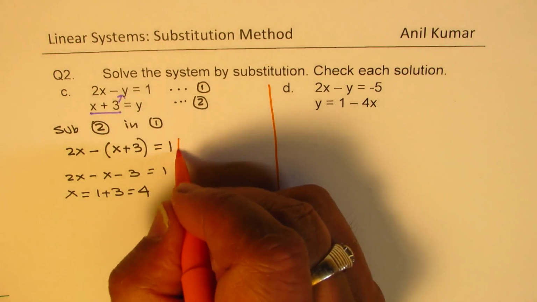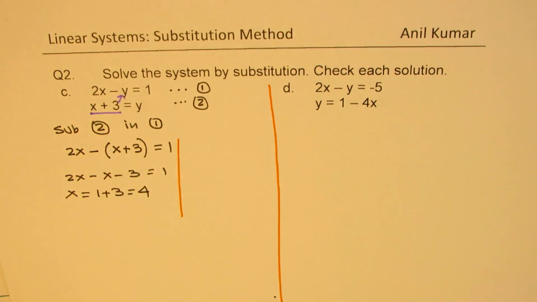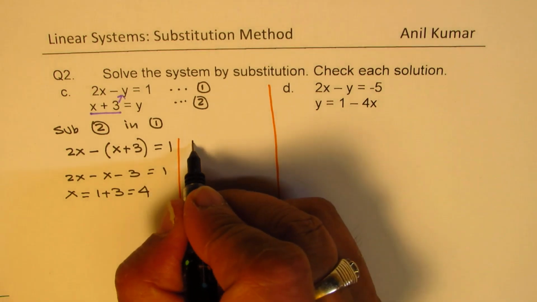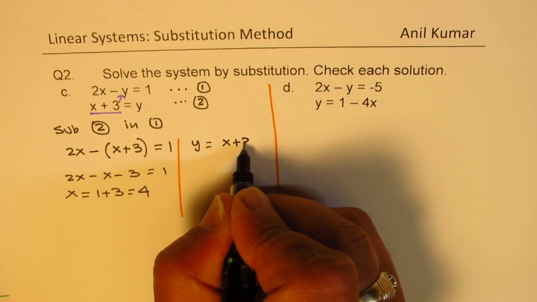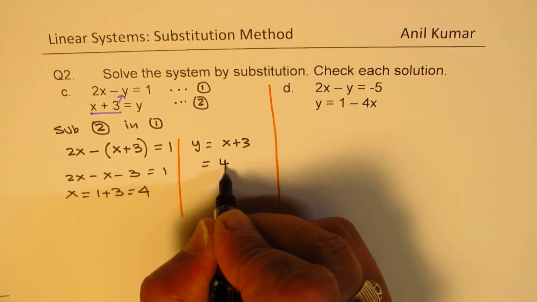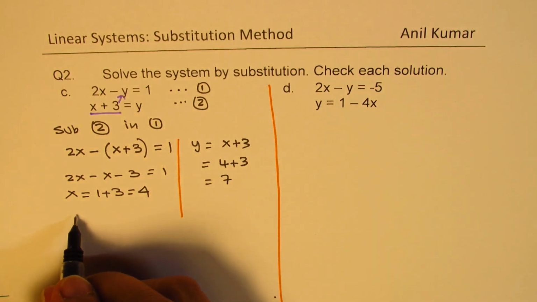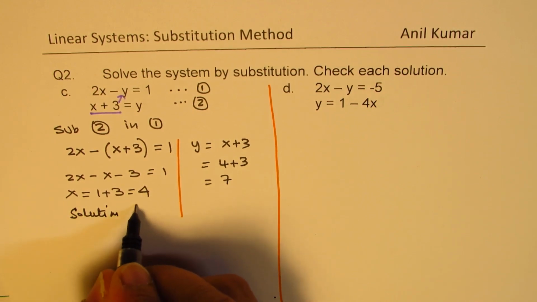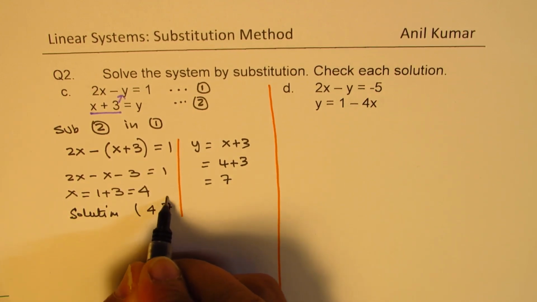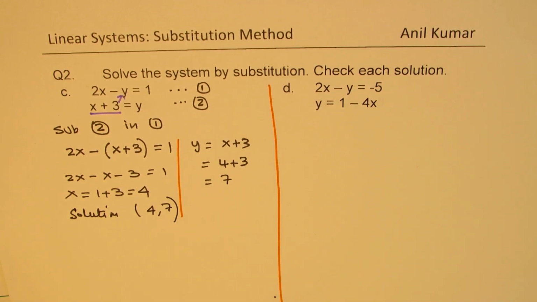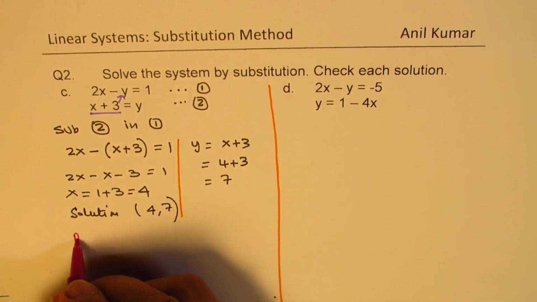Now you could substitute this value of 4 in your equation to find y. So y equals x plus 3. So we get x is 4, 4 plus 3, which is 7. And therefore, the solution is 4, 7, correct? Now, I'm not doing the check. I'm leaving the check part to you. Please check.